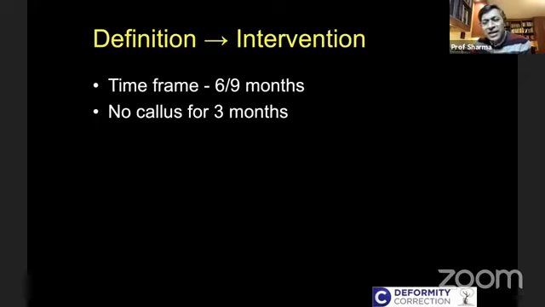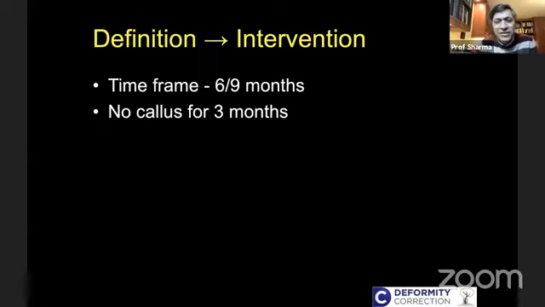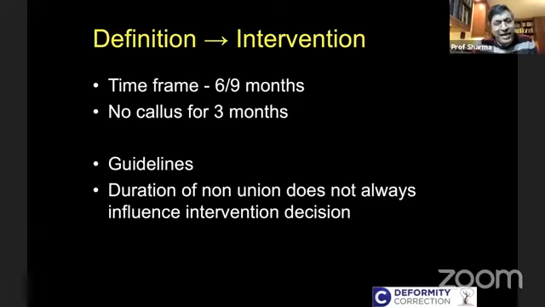Now, the other thing I will ask you to go away with is the definition of non-union. Is it a time frame, is it 6 months, is it 9 months, when there's no callus for 3 months, all those things? These are only guidelines. And the duration of non-union has no influence on your decision, and should not have any influence on your decision whether you should intervene or not. This is just very arbitrary. We do not understand it, and we use it to make a judgment which should be based on other factors rather than the time frame.